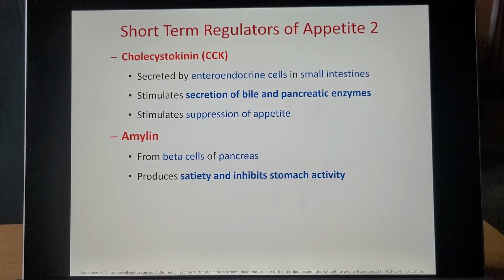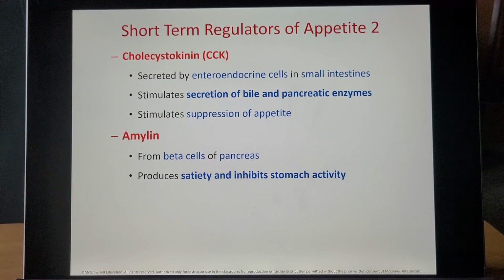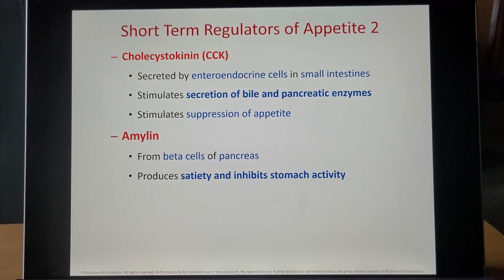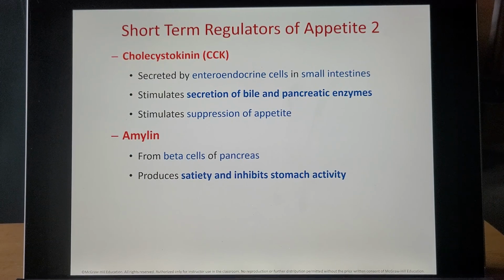And then the last one, amylin from the beta cells of the pancreas. So again, as you are releasing your pancreatic enzymes, all those juices, when you get that signal of, okay, yeah, we've actually started this whole digestion thing, we've actually got some food in the body, so we can stop eating and inhibit the stomach activity because you have done your job of breaking down the solid food into the liquid kind.